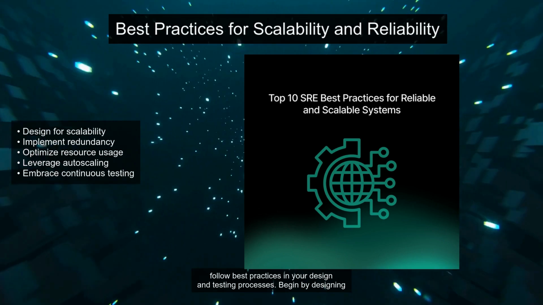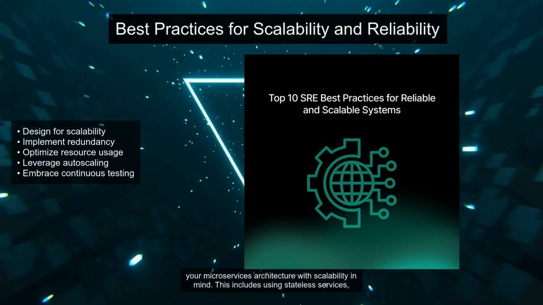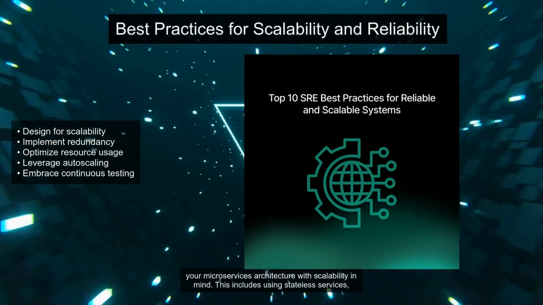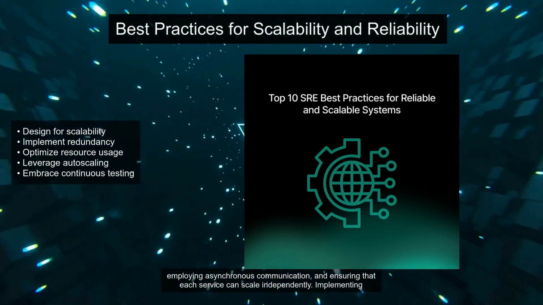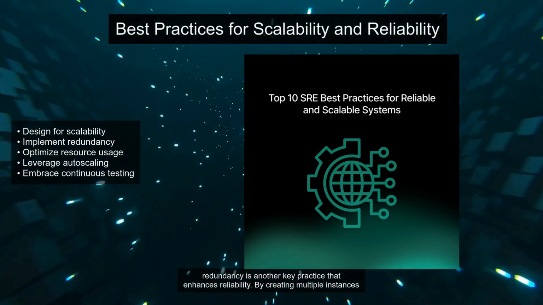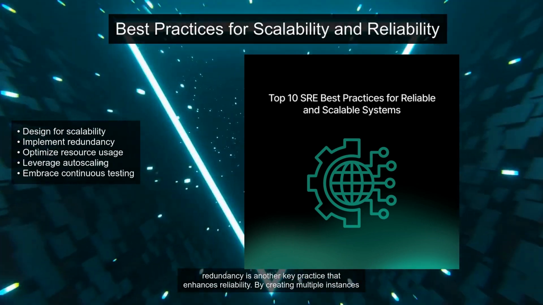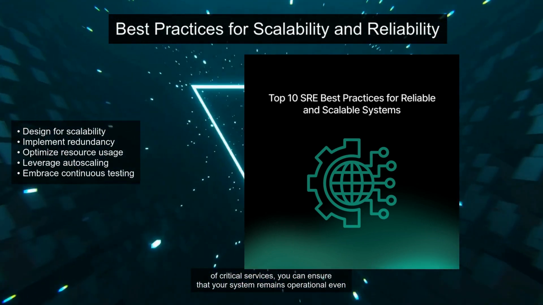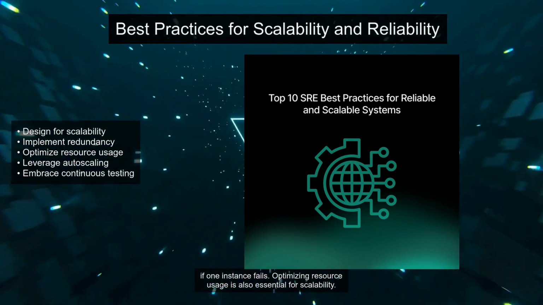processes. Begin by designing your microservices architecture with scalability in mind. This includes using stateless services, employing asynchronous communication, and ensuring that each service can scale independently. Implementing redundancy is another key practice that enhances reliability. By creating multiple instances of critical services, you can ensure that your system remains operational even if one instance fails.